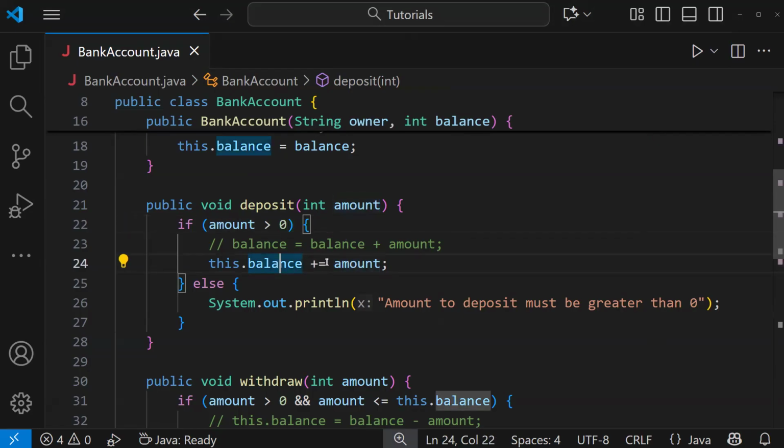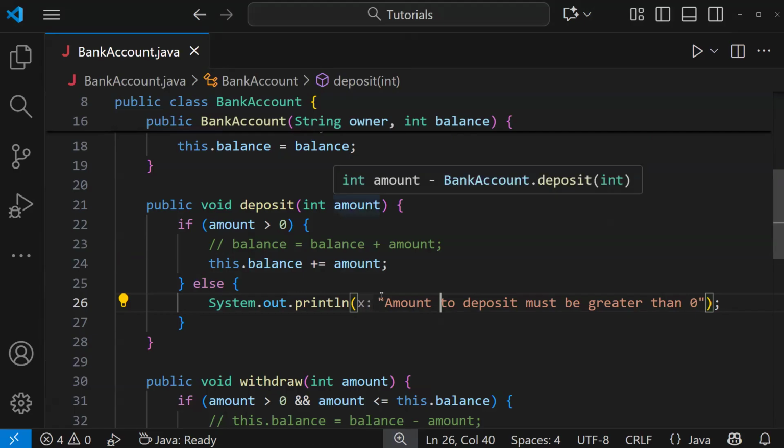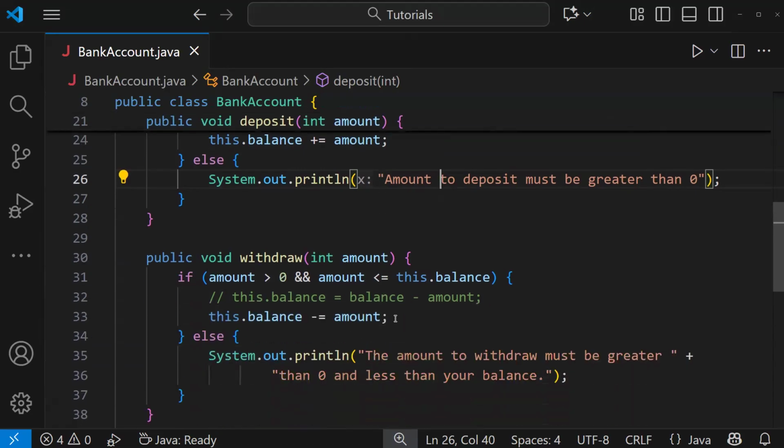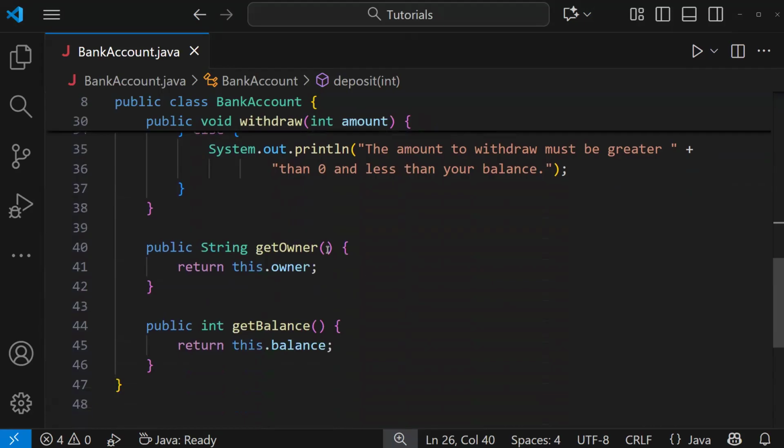And notice this plus equals works the same way as it does in Python. It accumulates. If they don't enter a positive number, I say, uh-oh, the amount to deposit has to be greater than zero. So we're calculating it. Same thing here. Now we're doing a withdrawal, which could be a setter also. And then I have get, I get the stuff.